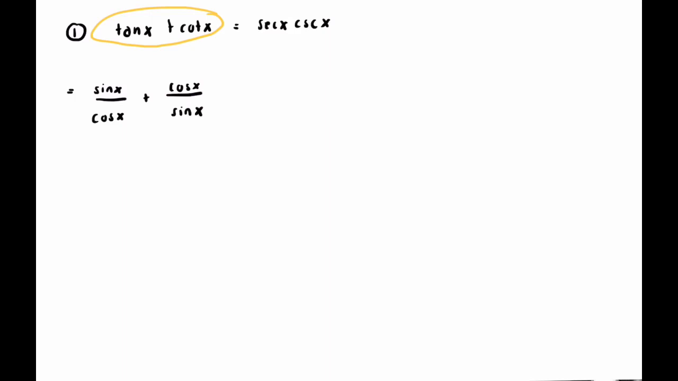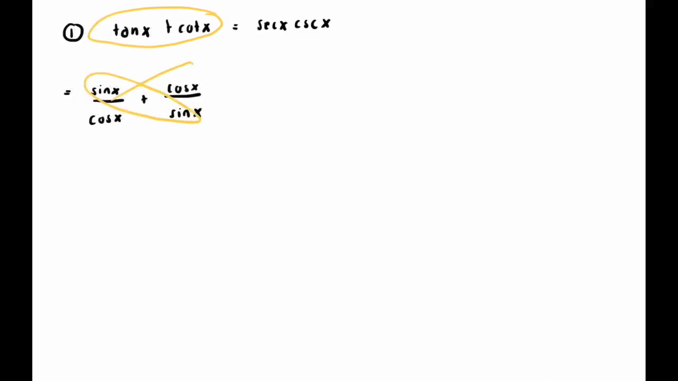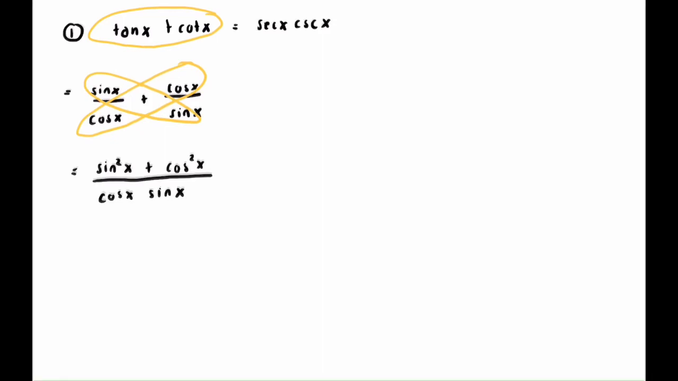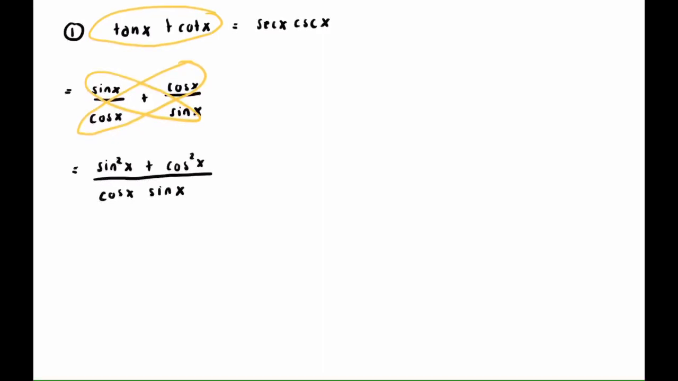The next process is to add them. Butterfly method will be used. Sine x times sine x is equal to sine squared x, and cosine x times cosine x is equal to cosine squared x. Then, we have to combine the denominator. Our equation will be sine squared x plus cosine squared x over cosine x times sine x.